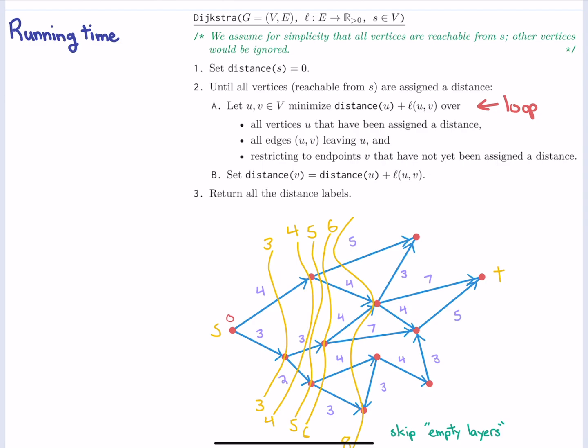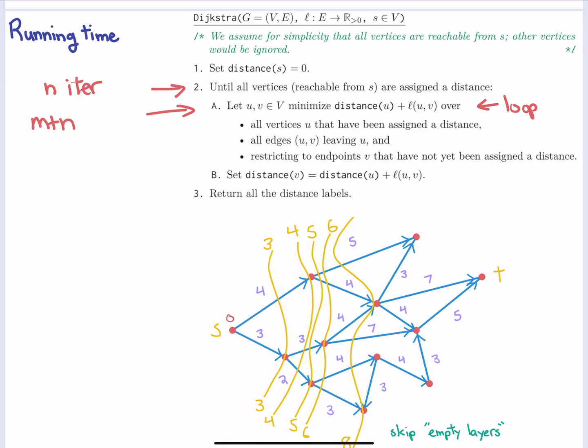M plus n squared. Okay, so maybe let me break it down. We have some loops. How many iterations might I do of step 2? We'll have n iterations. And how long will this loop take? M plus n? Is that what we said?